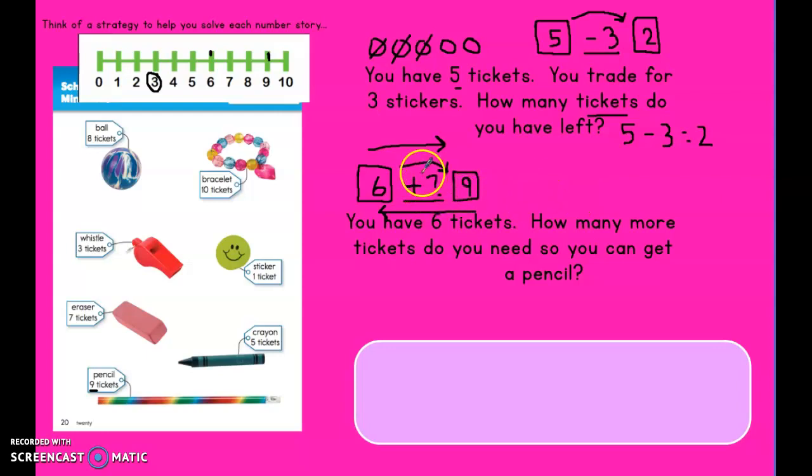So if I was going to write my number sentence, we have 6 plus, we just figured out 3. And of course, our ending number was 9. Now, but to answer the question though, it says you have 6 tickets. How many more tickets do you need? Of course, the answer is 3. Be careful, we didn't solve for the end number. We had to solve that middle one this time. So you always have to go back and make sure you read what the question is asking.